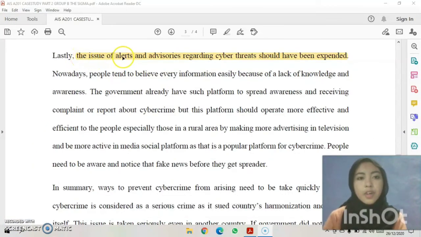Lastly, the issuing of alerts regarding cyber threats or cybercrime should be expanded as well. In order to increase the awareness of people who lack knowledge about cybercrime, the government can use more platforms to spread information about cybercrime. But these platforms must be more efficient and more active so people can get cybercrime information easily and also report cybercrime cases.